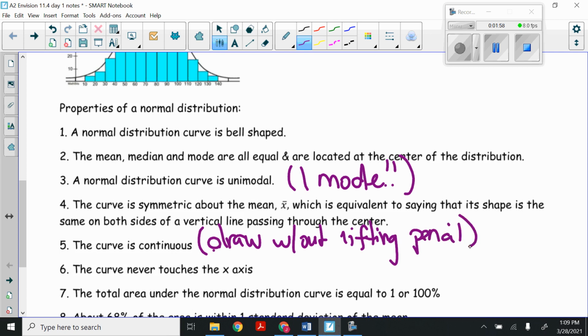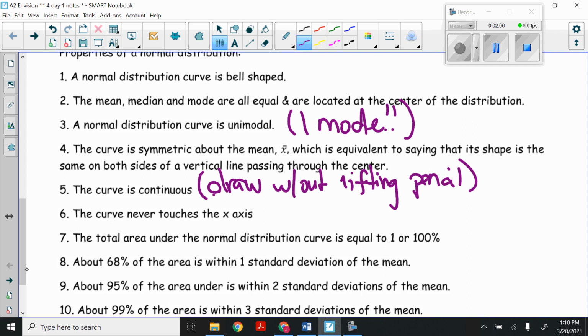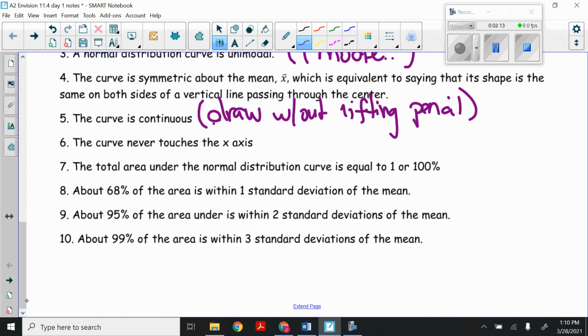The curve will never touch the x-axis. The total area under the normal distribution curve is equal to 1 if we are talking about probability, or 100% if we're talking about percents. 68% of the area is within 1 standard deviation of the mean. About 95% of the area is within 2 standard deviations of the mean, and about 99% of the area is within 3 standard deviations of the mean. You need to know those. 68%, 95%, and 99%. You need to know those.